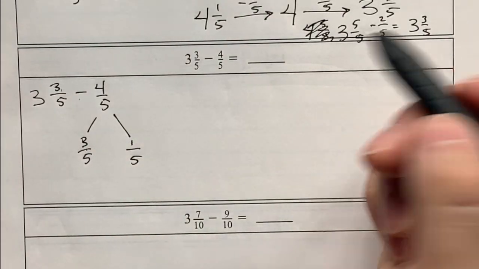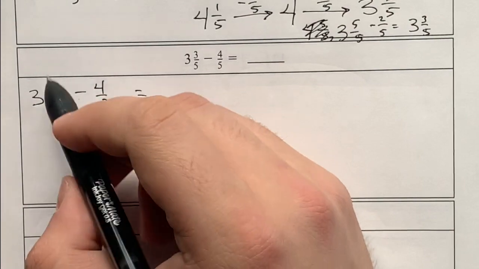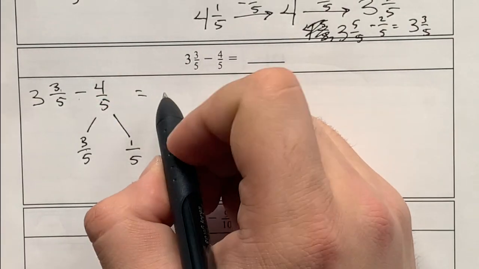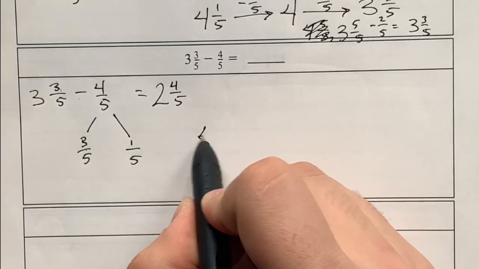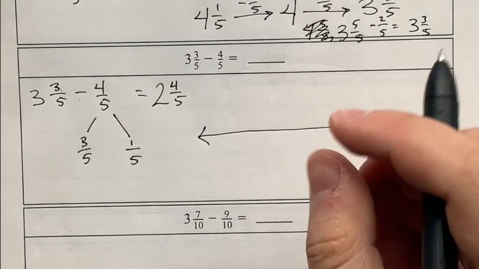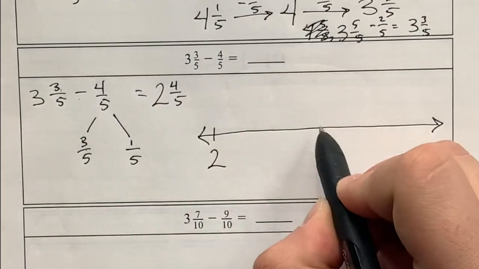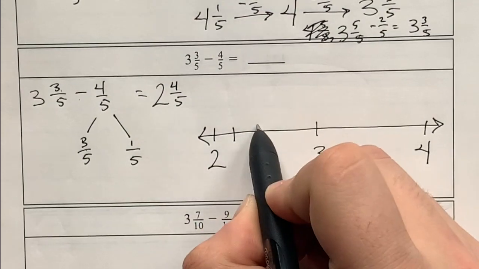So 3 plus 1 is 4. If I take away 3 from 3 3/5, I get 3. Take away 1/5, I get 2 4/5. Again, this might be easier to see at first on a number line. I have 2, 3, and 4. Marking with fifths again.